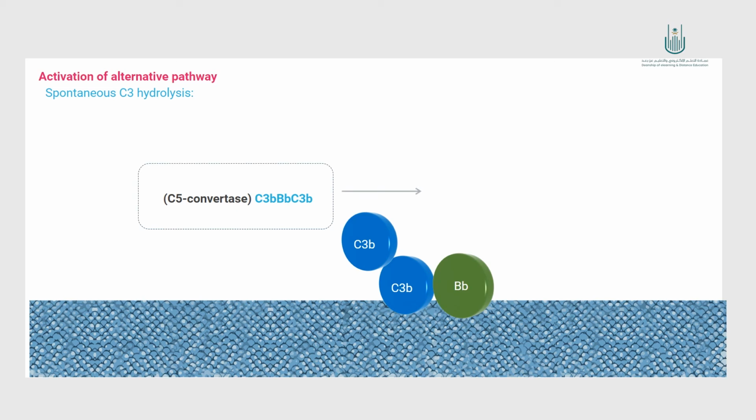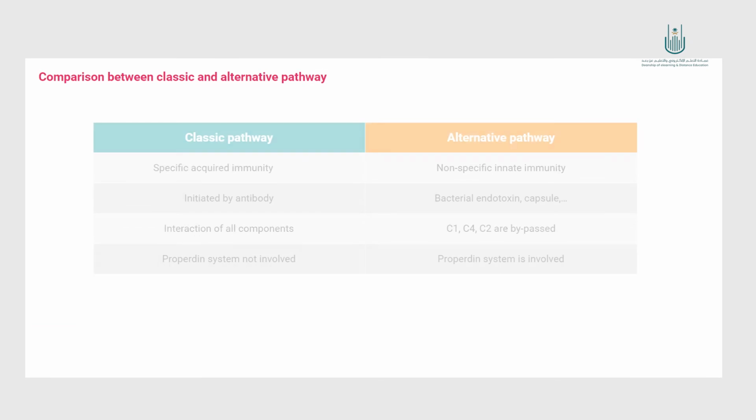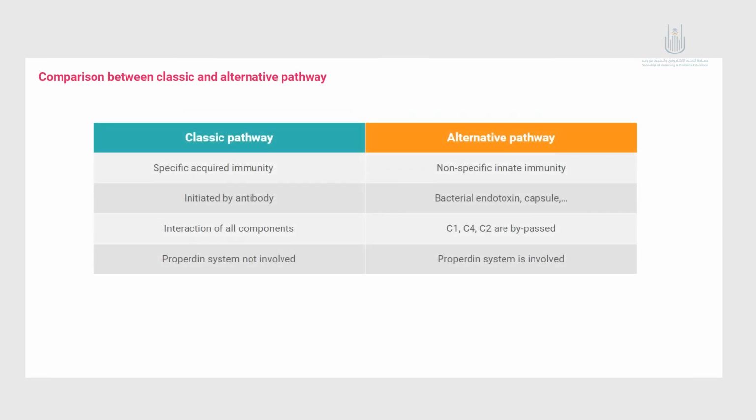After production of C5 convertase, the common pathway will start and complete like previously. And here is a comparison between classical and alternative pathways.